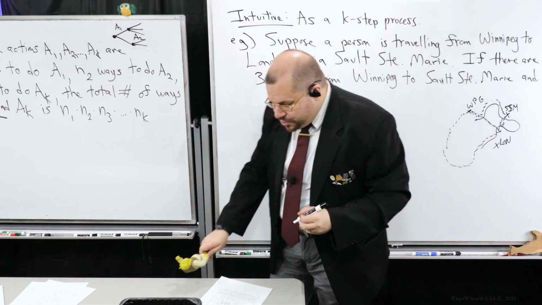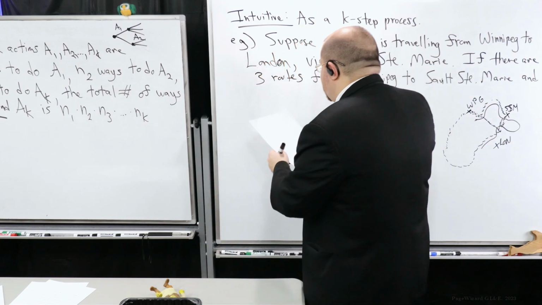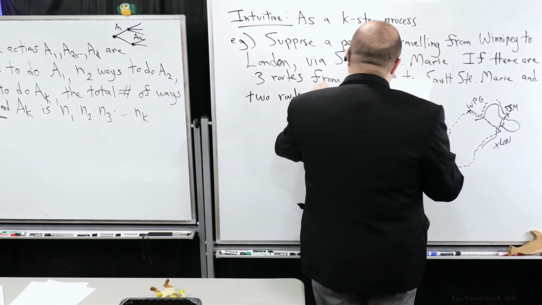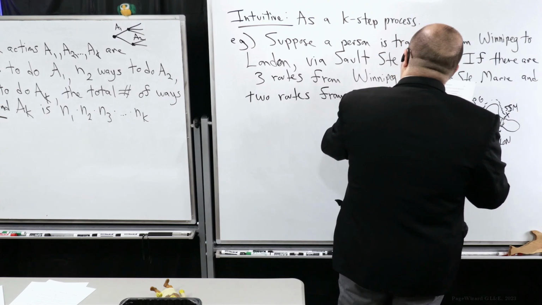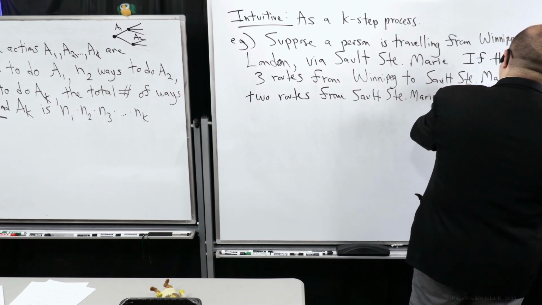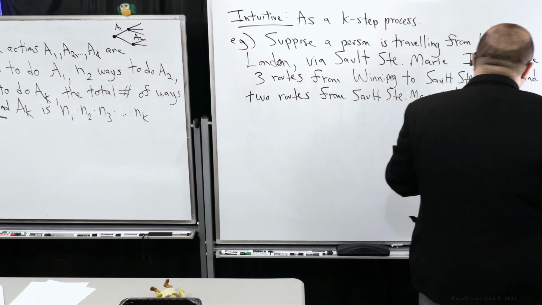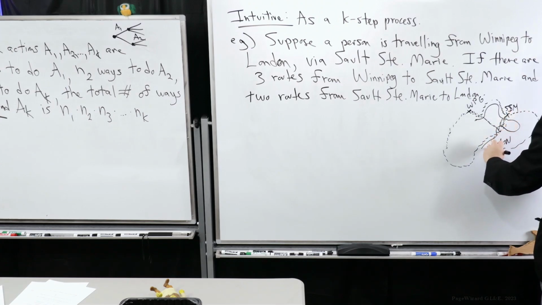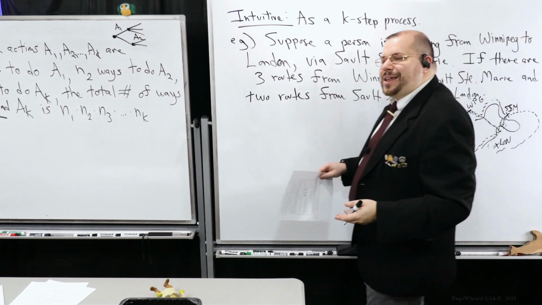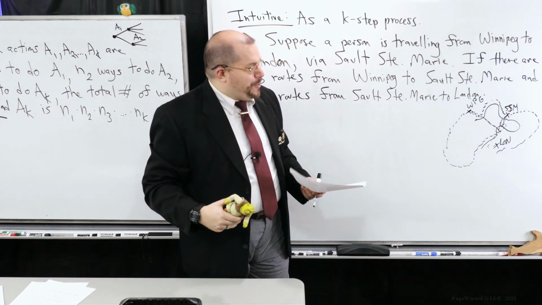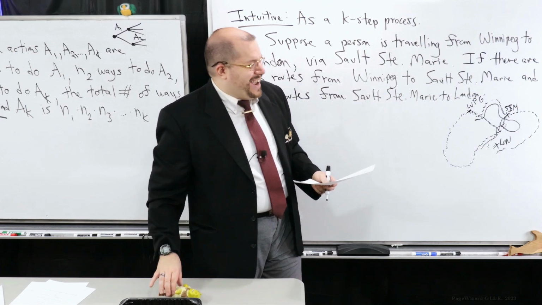And then maybe there are 2 routes from Sault Ste. Marie to London. So for example, from Sault Ste. Marie, you might go like this, down to London. Or maybe you might, for some reason, go onto the US side and work your way around to get to London. I don't make the rules. My green friend made the rules of where we're going. That includes a boat. I'm not the savvy type to do that. Okay.